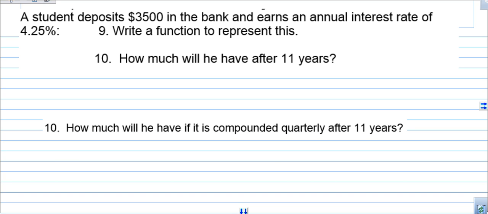Welcome to the Exponential Function Study Guide Objective 3. We're looking at the growth and decay section. So number 9 says write a function that represents this situation above.